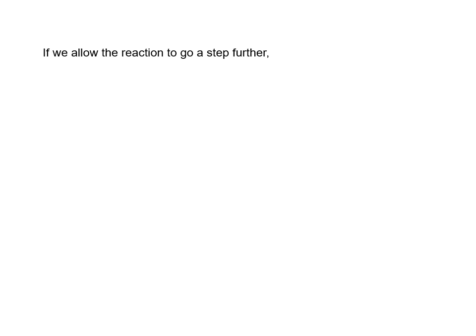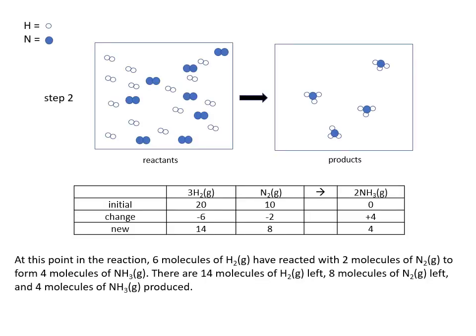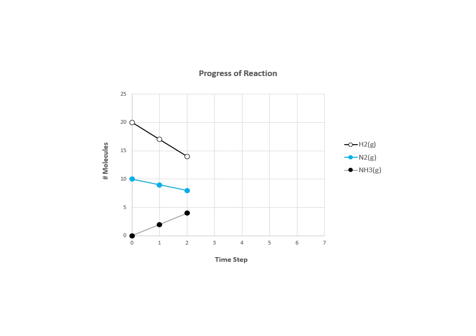If we allow the reaction to go a step further, we get the following. This picture shows the reaction after 2 steps and the corresponding stoichiometry table. At this point in the reaction, 6 molecules of hydrogen gas have reacted with 2 molecules of nitrogen gas to form 4 molecules of ammonia gas. There are 14 molecules of hydrogen left, 8 molecules of nitrogen, and 4 molecules of ammonia have been produced. We can also show this graphically.